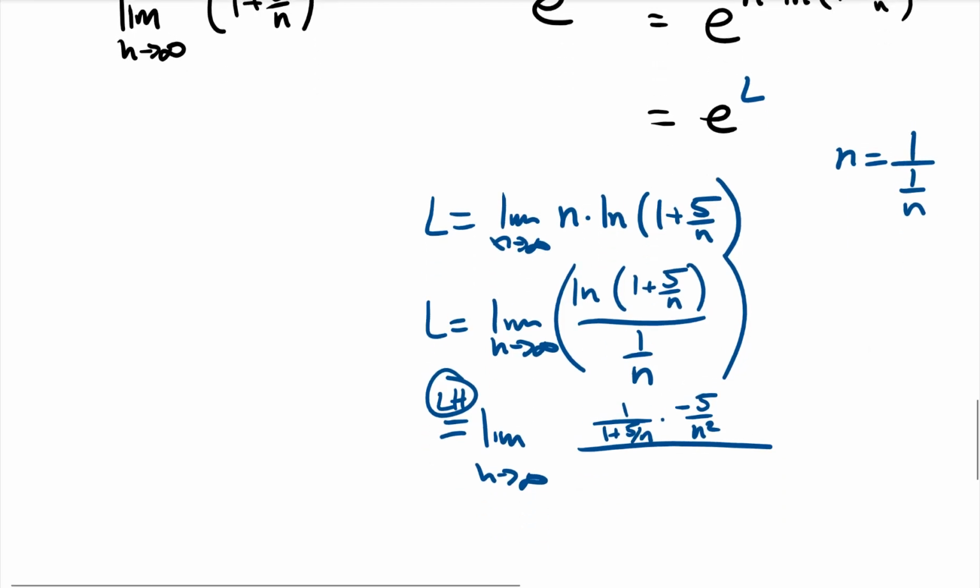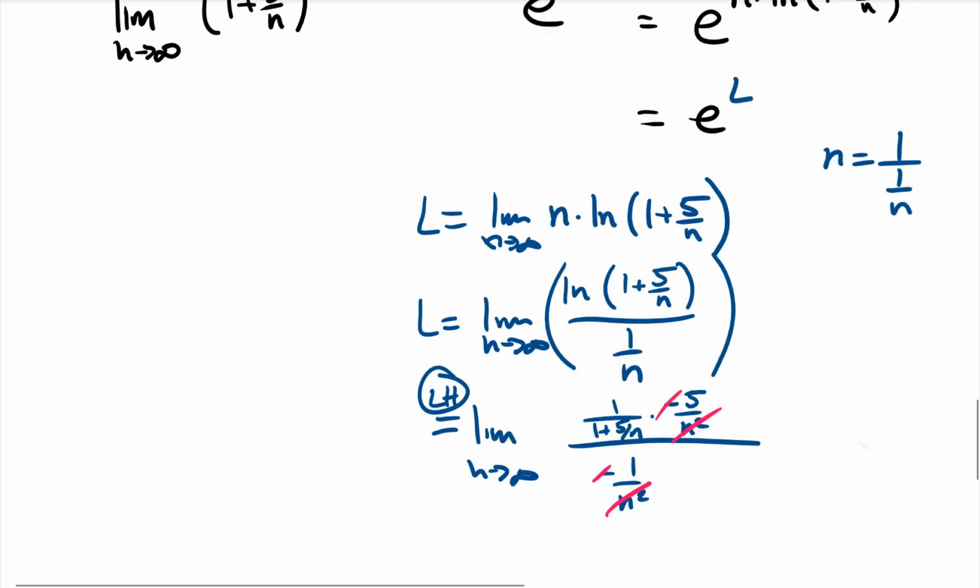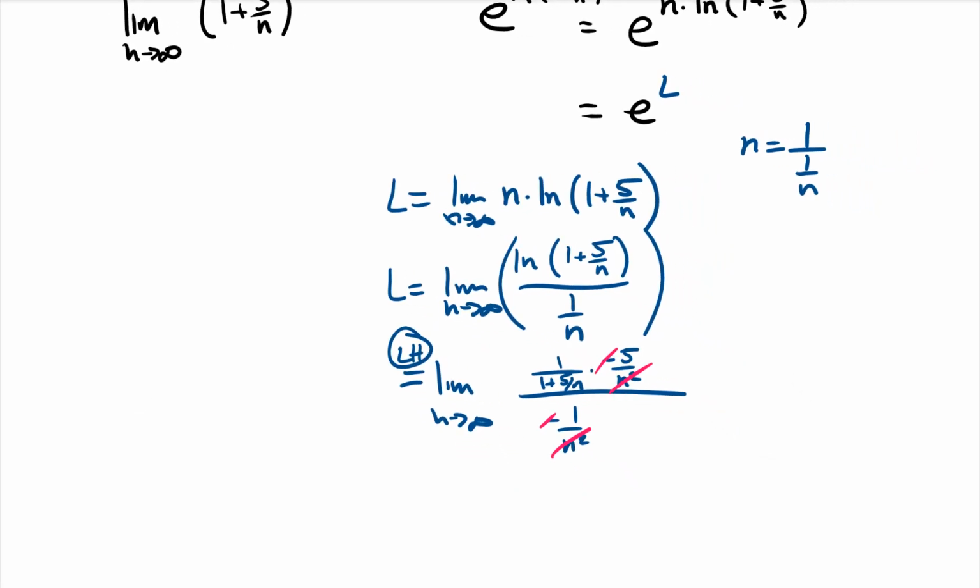Now let's take a derivative down below of 1 over n. That's just going to be negative 1 over n squared. Well, look at that. The negatives are going to cancel. The n squareds are going to cancel. The only thing we are going to be left with is the limit as n tends towards infinity of 1 over 1 plus 5 over n times 5.